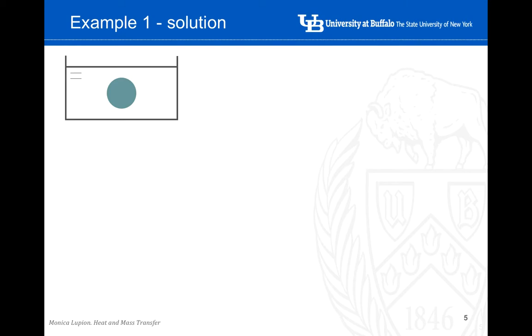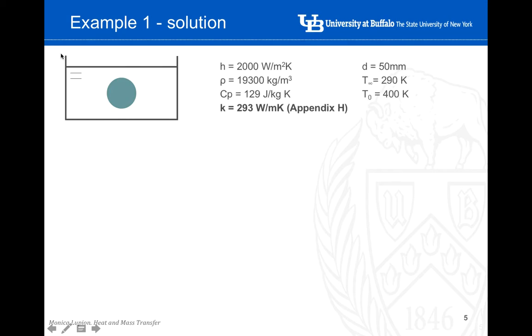First of all, we draw a very simple diagram. This is the sphere, and this is the water bath. These are the data, the information that is provided: the convective heat transfer coefficient, the density, thermal capacity, the diameter of the sphere, the T infinity, and the initial temperature.